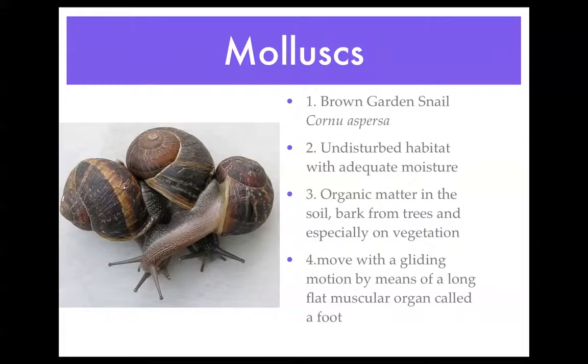Mollusks. So I chose the brown garter snail, or Cornu aspersa, as an example of a mollusk, and it can basically live anywhere with an undisturbed habitat with adequate moisture, and that's important because, as you will see, the mollusk relies on secreting the slimy gland that helps it move. So yeah, and it eats organic matter in the soil, bark from trees, just any type of vegetation basically.